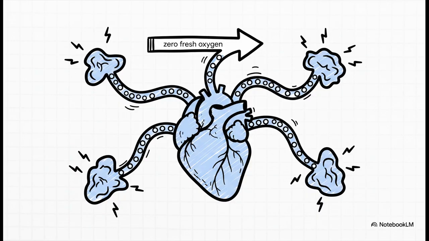Now completely deoxygenated blood that desperately needs to go to the lungs for air is instead shoved through the gap into the left ventricle and blasted straight out the aorta to the rest of the body. The systemic circulation gets flooded with blood carrying zero fresh oxygen. The body's tissues are essentially being starved of the very fuel they absolutely need to survive.